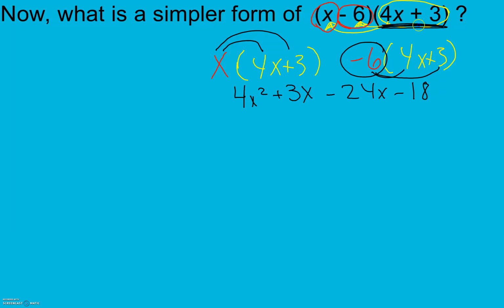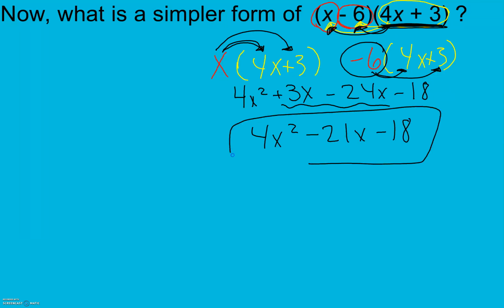So again, here's a double distribute. I took my entire binomial, something outside my parentheses, and multiplied it by everything inside. So I took 4x plus 3 times x and 4x plus 3 times negative 6. Now, I have to distribute again to get rid of the second set of parentheses. I'm going to take what's outside times both things inside. We're going to combine our like terms. And that is our simplified form of our polynomial here.